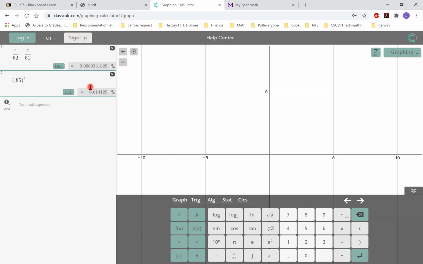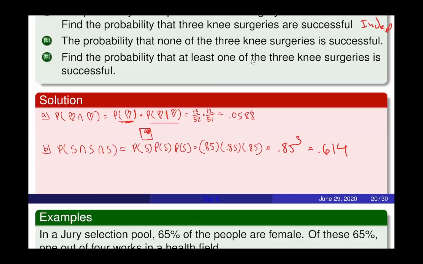And that's how you do exponents in ClassCalc. All you have to do is put a to the n power, and then you can put any variable or any number for that power. So let's go ahead and transfer back. If you look right here, I put that answer, 0.614. So let's do C.